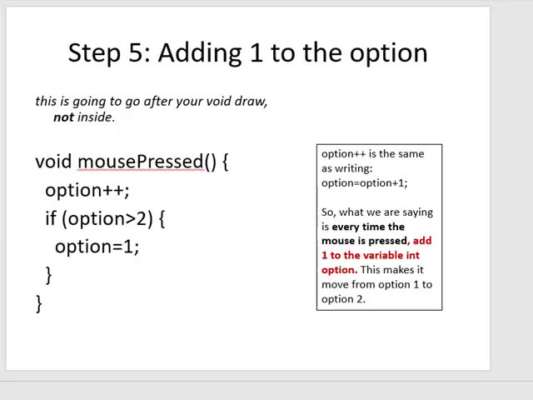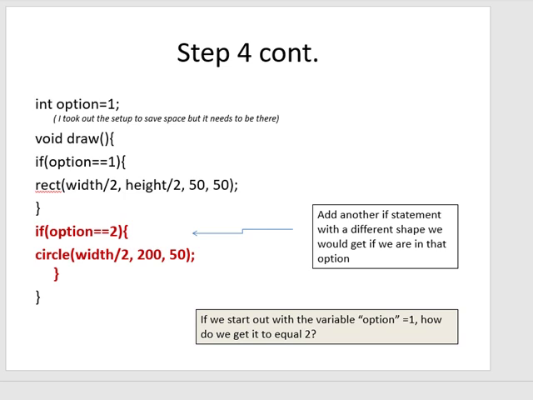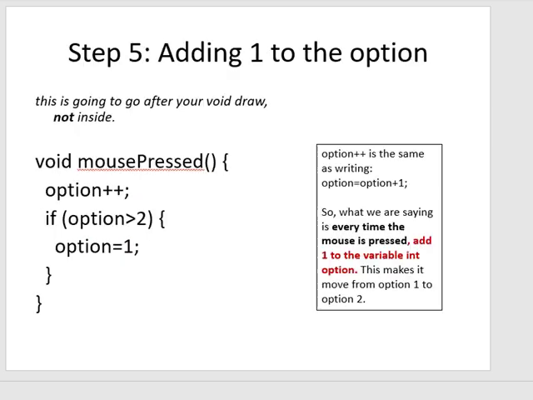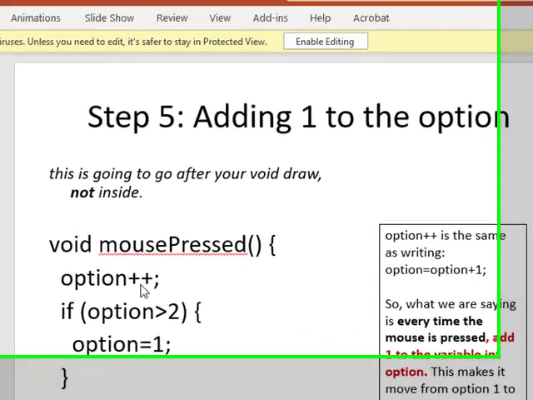Oh, actually, I guess I put it as step 5. So step 4 was putting in the second option. And step 5 here is we're going to use that void mouse press I talked about in the last video. So what am I saying here? Void mouse press, option plus plus. That is the same as writing out what we've done before: option equals option plus 1. It's just a keyboard shortcut, and it's really useful.